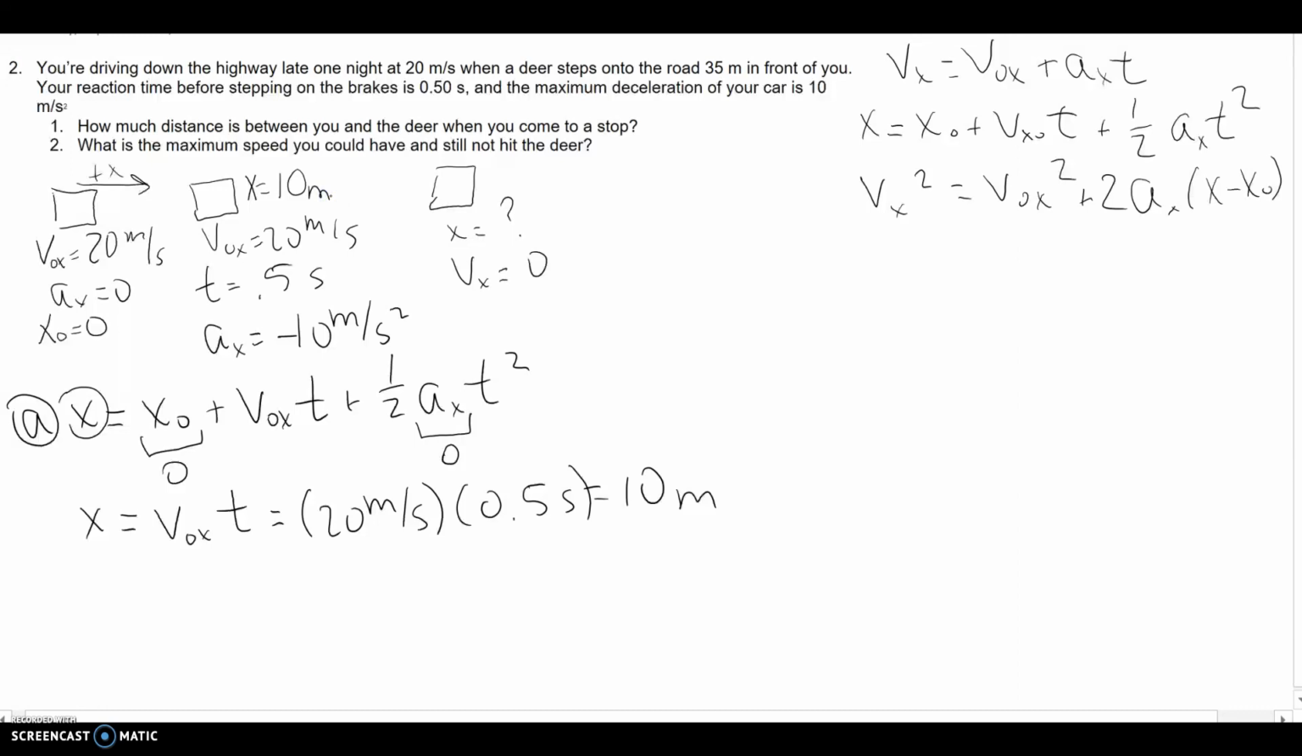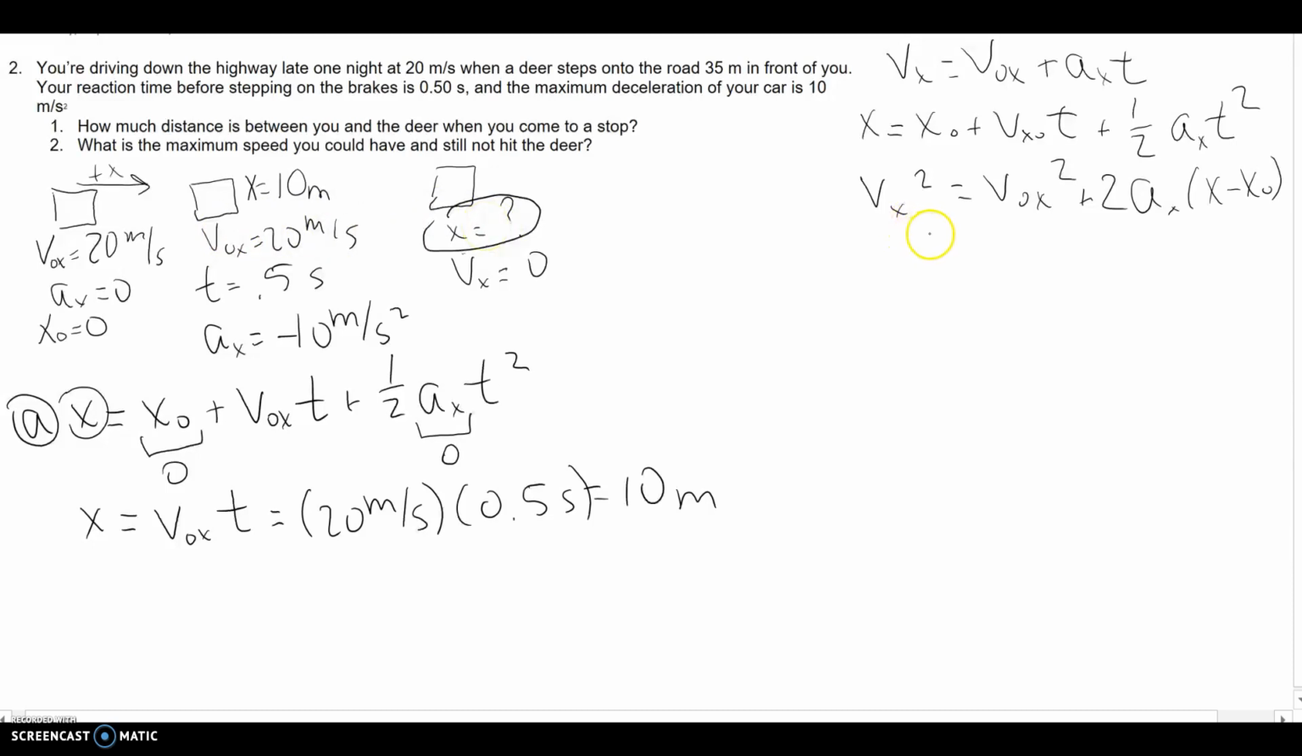But that's not our final answer, right? We know we traveled 10 meters, but we want to see how much distance is between you and the deer when you come to a stop, right? So now we want to find our final location, this guy right here. We had to split up the problem because to use the kinematic equations, we need acceleration to be constant. So we had to break this problem up into 2 parts: one where we're not accelerating, and then the part where we are accelerating. So now we need to solve the second part of this problem.